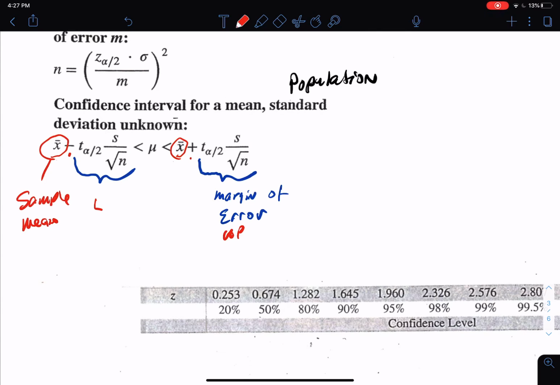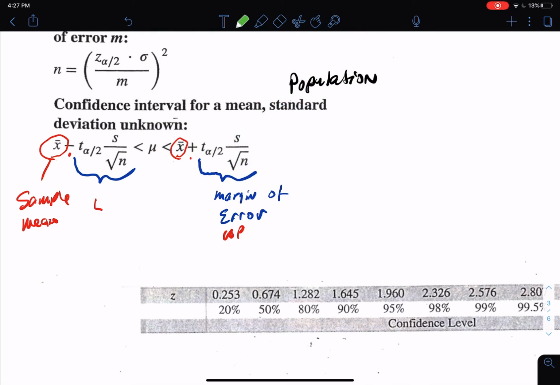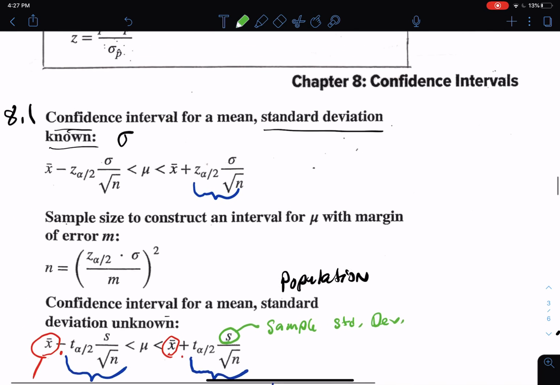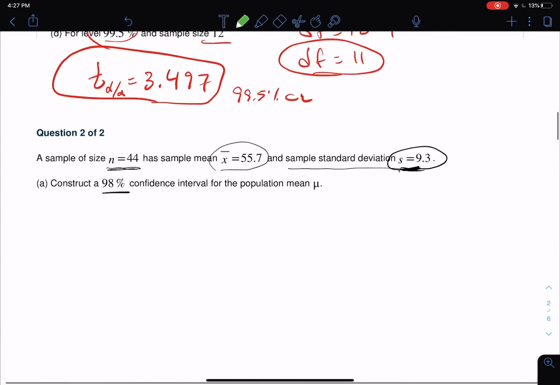All right, the difference from the previous section was that instead of our population standard deviation, we have our sample standard deviation, okay? And that's from the sample, so that's much easier to get than a population standard deviation. Okay, let's see if I can reduce this down. Let's go to the problem right there.